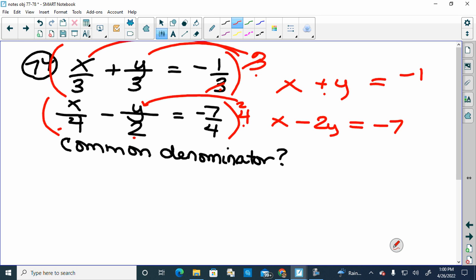Okay, but we don't have the same numbers, so we have to solve for both the x and the y. Which one do you want to solve for first, the x or the y? X. Okay, so we need the x to be the same, which it is, but it's not what? Opposite. One needs to be a positive, one needs to be a negative. So to do that, we have to change all of it, not just part of it.